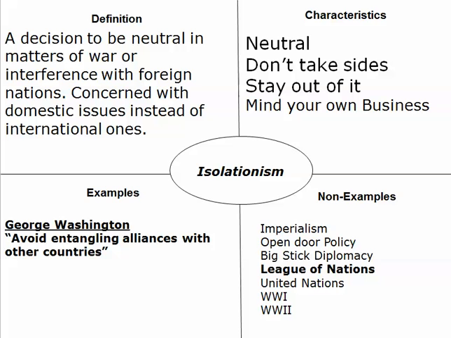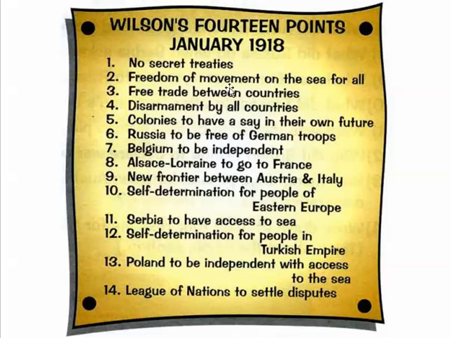If we look at the 14 points, there's 14 of them. You know, to prevent future world wars, you got to attack what caused it. No secret treaties. You remember those secret system of alliances? Freedom of movement on the sea, trade between countries, and you can read these. But the 14th one is what's most important for us right now: the League of Nations to settle disputes. So the essential question will be, what is the League of Nations? It's one of the 14 points, one of his plans within the Treaty of Versailles, the last one.